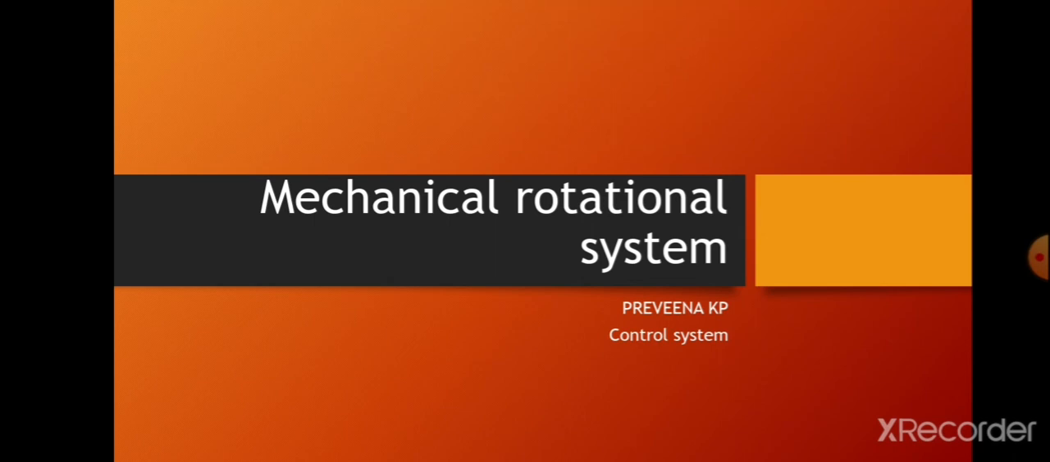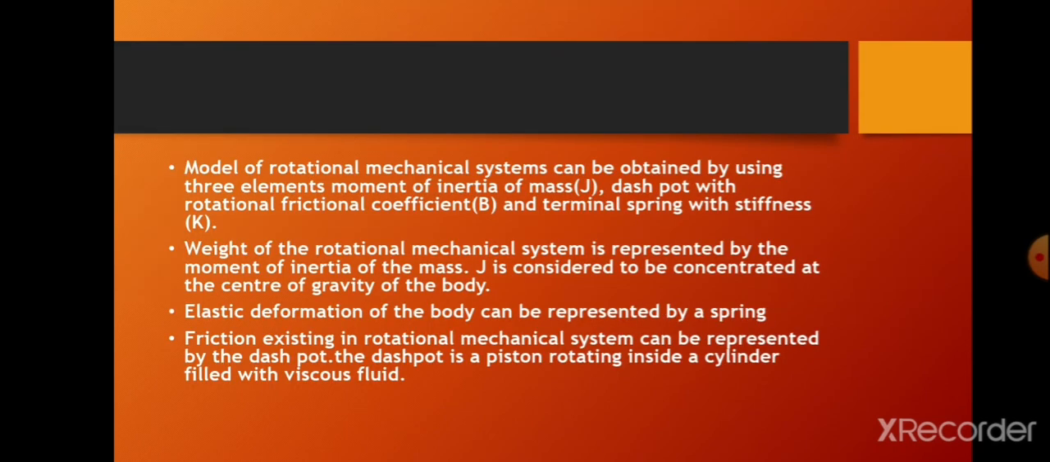Okay. So next we will discuss about mechanical rotational system, and it is also similar to the mechanical translational system, but there is some difference between the notations used for mass, displacement and spring, etc. Okay. So we will discuss the details about mechanical rotational system. So first of all, we have a look at the basic components in a mechanical rotational system.